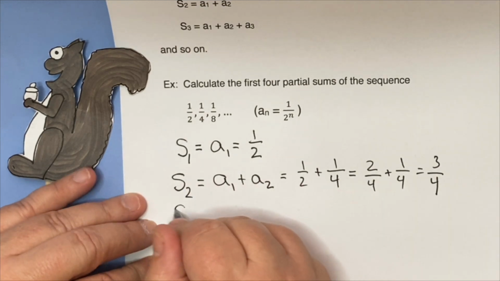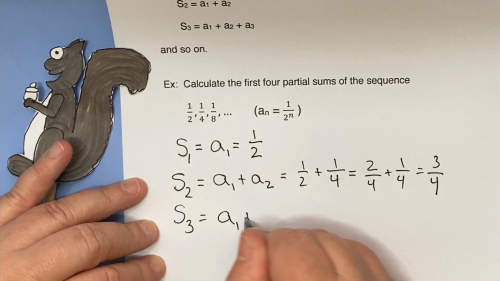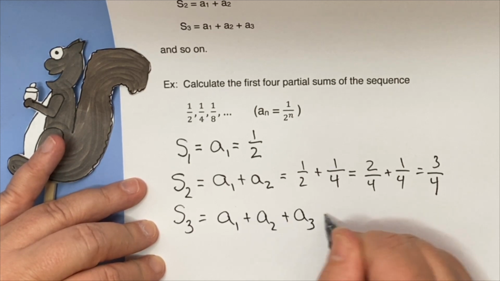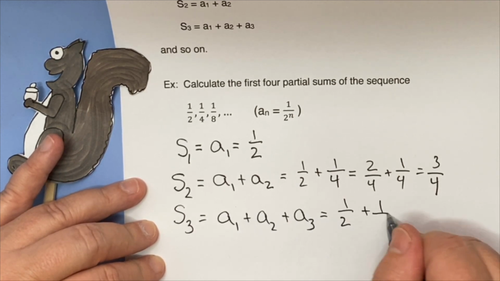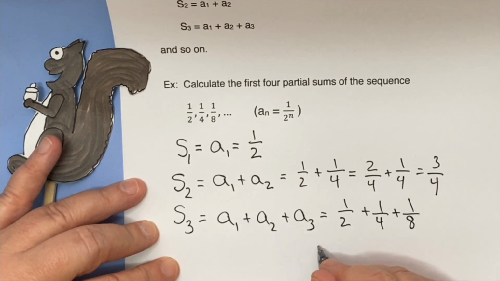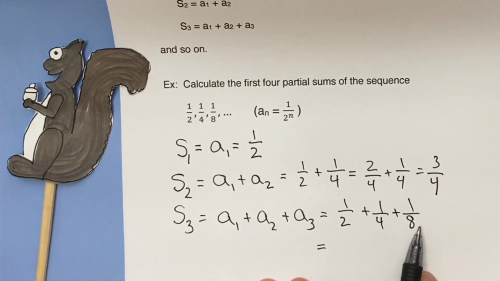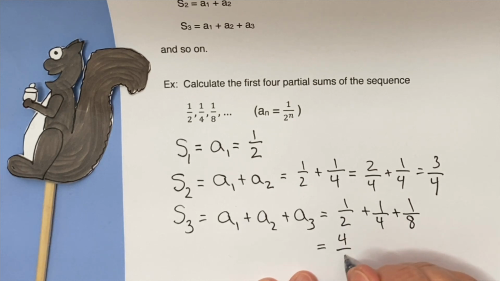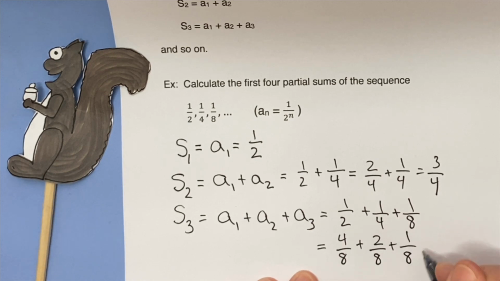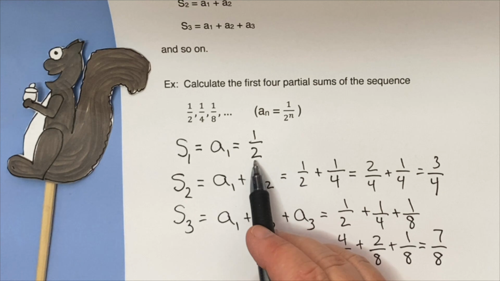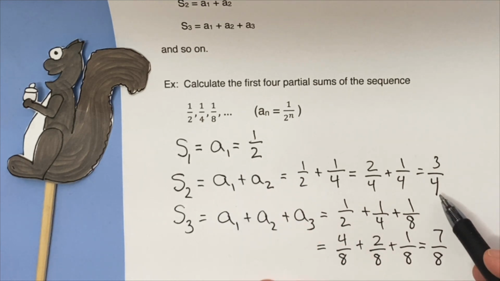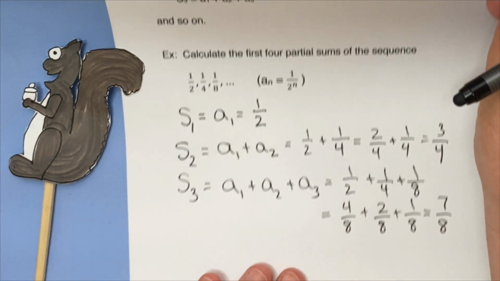Okay. The third partial sum, A sub 1 plus A sub 2 plus A sub 3. That's 1/2 plus 1/4 plus 1/8. Okay. Common denominator is eighths. 1/2 is 4 out of 8. 1/4 is 2 out of 8. And 1 out of 8. And then we get 7/8. And we start to see an interesting pattern. 1 out of 2. 3 out of 4. 7 out of 8.